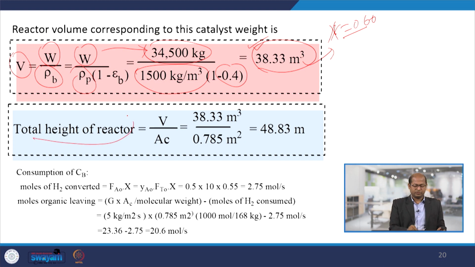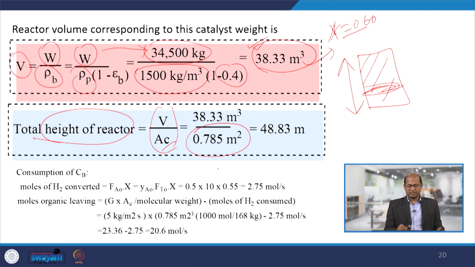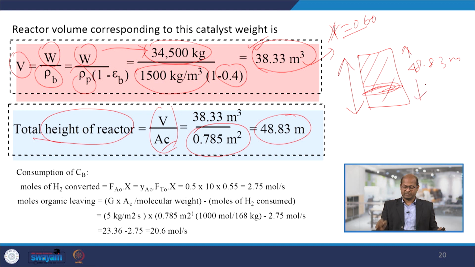And if you want to know the height of the reactors, we can find that out too. If we know the volume, we divide it by the cross-sectional area, based on the diameters that we have evaluated before. So, we can substitute here, and 48.83 meters would be the length or height of the reactors.